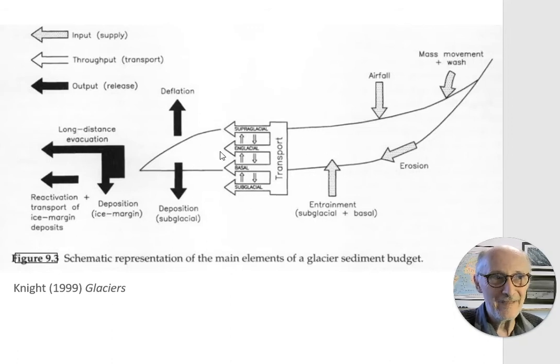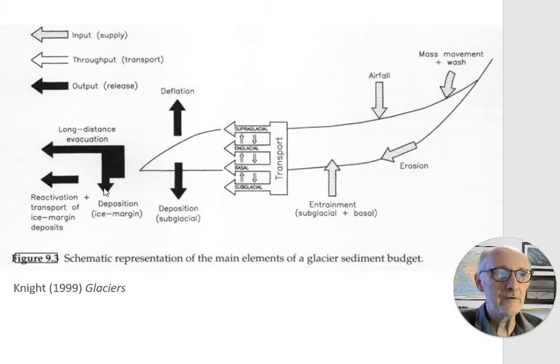And then for output, where does that debris go when it leaves the glacier? Well, it can be deposited within the glacier system, if you like, deposited subglacially. It can be removed from the glacier surface by deflation, for example, or it can emerge at the glacier margin and then either be deposited locally, and that's the end of the story, or it can be evacuated by long distance travel away from the glacier margin, for example in rivers out towards the ocean.